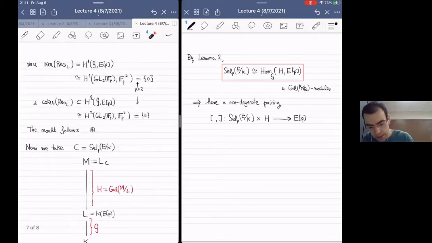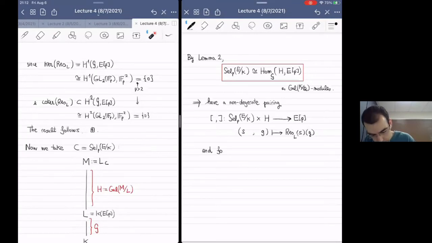All it does is take an element in Selmer and in this group, and we restrict the cohomology class to L, so it becomes a hom that we can evaluate at G. And when we do that, we get an element in the p-torsion. So that's another way of writing the same thing, but we also get the following.